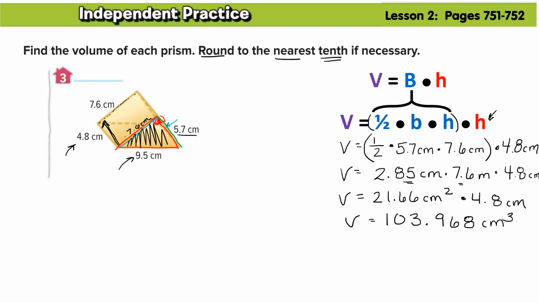Now, in our directions, it says to round to the nearest tenth if necessary. So when we round to the nearest tenth, we have to go to the tenths place, which is right here. This means I have to look at the hundredths place. Is it 6?